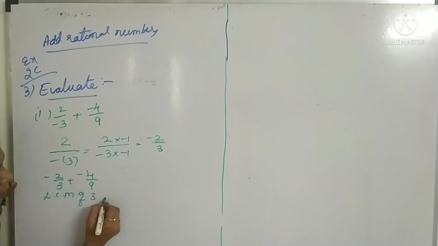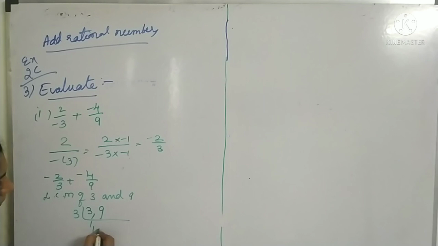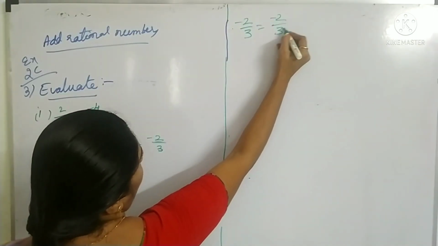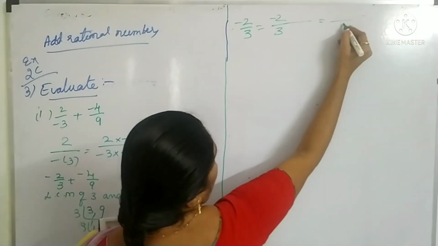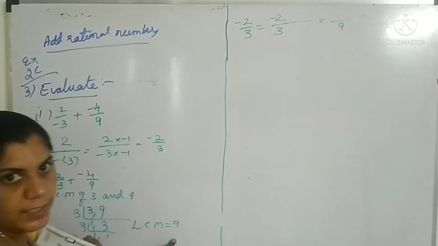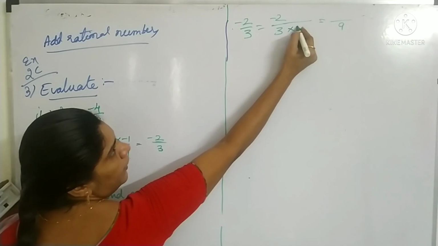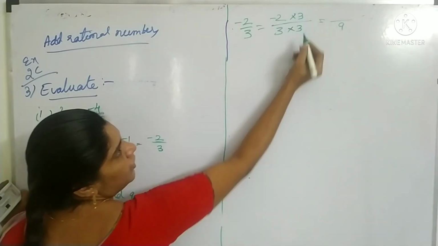LCM of 3 and 9. What is the LCM? 3 one time, 3 three times, again 3 one time only. 3 threes are 9. So LCM equals 9 here. Convert this minus 2 by 3 into an equivalent denominator of 9. So how much do you have to multiply? 3 times. So multiply with 3.